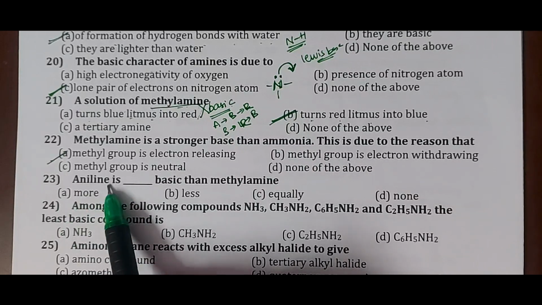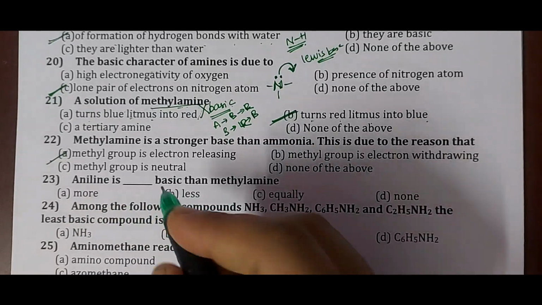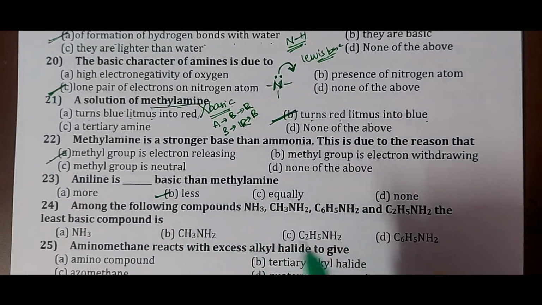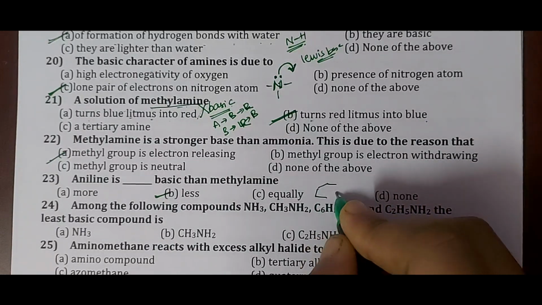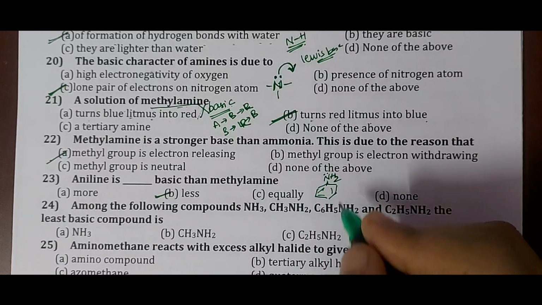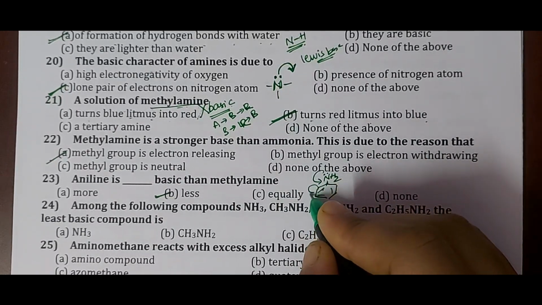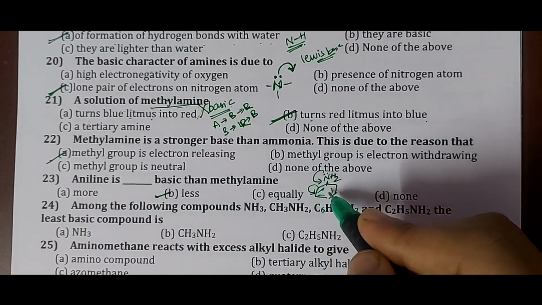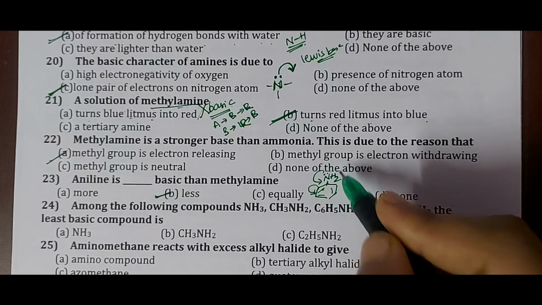Next, 23. Aniline is dash than methylamine. Aniline is less basic than methylamine. Now, why is aniline less basic than methylamine? In aniline, the lone pair of electrons present on the nitrogen atom is involved in conjugation with the benzene ring, which we call resonance. And if it is involved in conjugation, it is less available for donation.